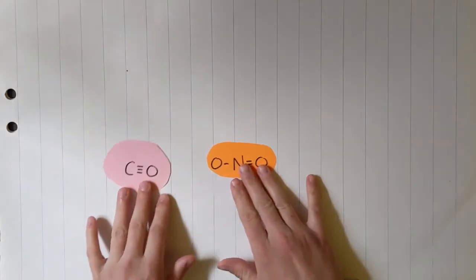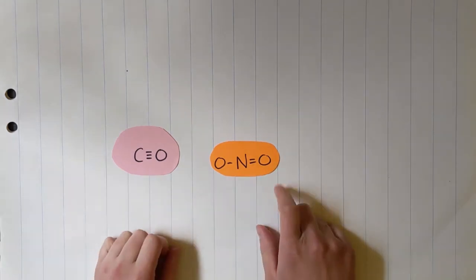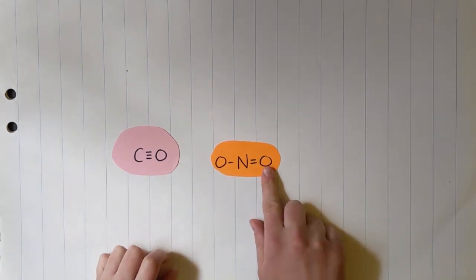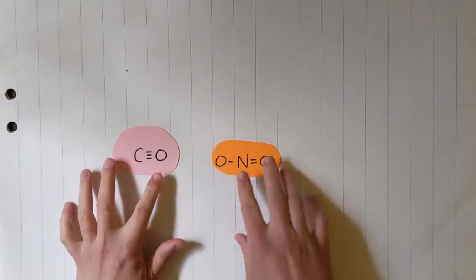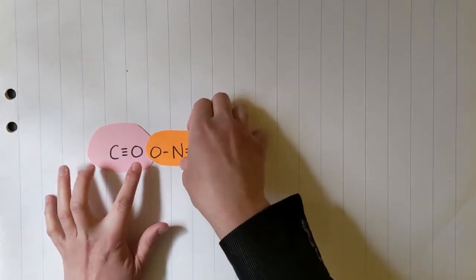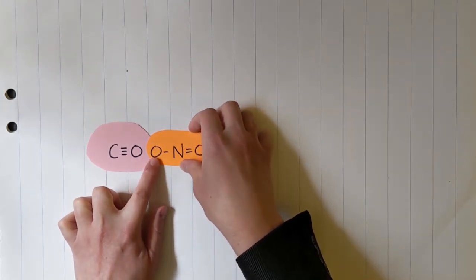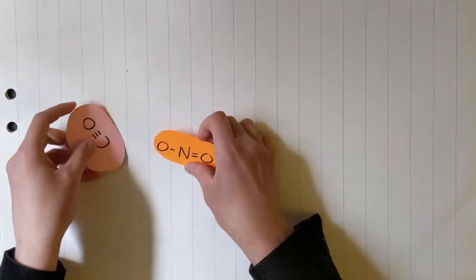So for my reaction here between the carbon monoxide and the nitrogen dioxide, we had to transfer one of these oxygens from the nitrogen over to the carbon. So that means that if they collide like this, right, with the oxygens overlapping, it's not going to be an effective collision because the oxygen needs to interact with the carbon.